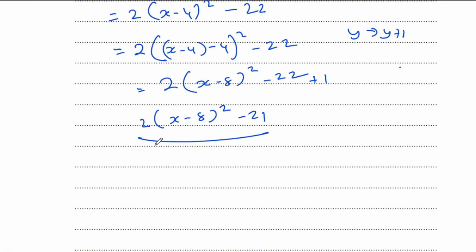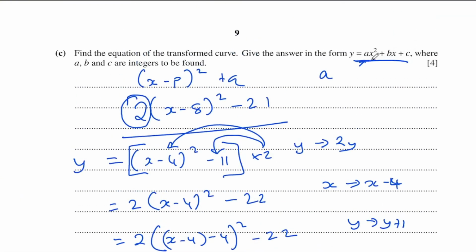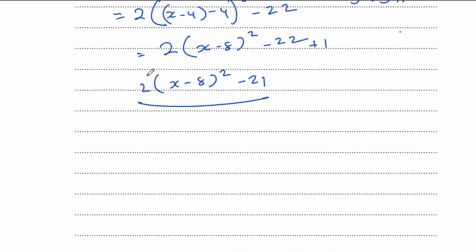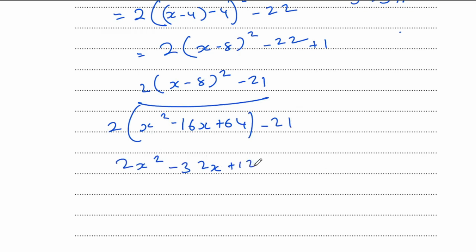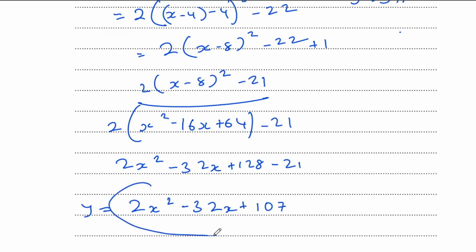And then after this, you can just expand it because you wanted to write it in the general quadratic format. And so we just expand this. So 2, we can square this side. So x squared minus 16x plus 64 minus 21. Open the bracket, 2x squared minus 32x plus 128 minus 21. This ends up becoming 2x squared minus 32x plus 107. And that's going to be your y. So y equals this thing right here.